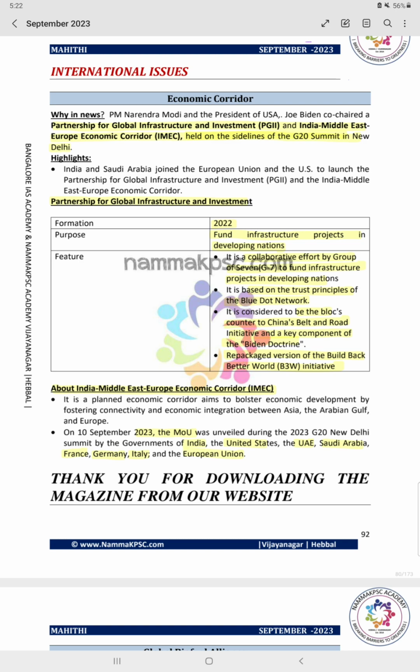This works on the principles of the Blue Dot Network. The Blue Dot Network was basically a counter to China's One Belt One Road initiative, and now they have also included a doctrine called the Biden Doctrine into it, and they have repackaged this as Build Back Better World.